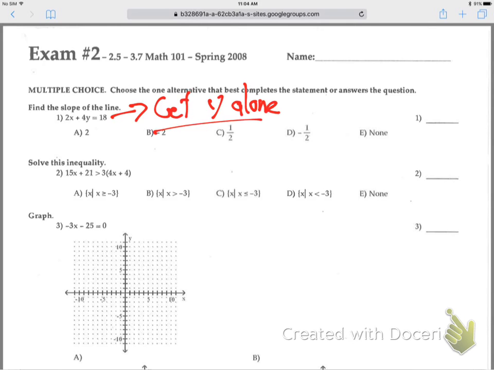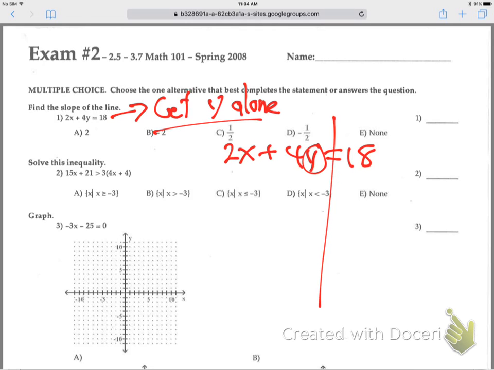Get Y alone. Whenever they give you an equation and they want you to graph or they ask you for the slope, it's get Y alone, isn't it? We do that most of the time. That's the more typical thing we do. So take that equation, if you have not already, get Y alone, and then see if you can grab the slope. So 2x plus 4y is 18. Bless you.